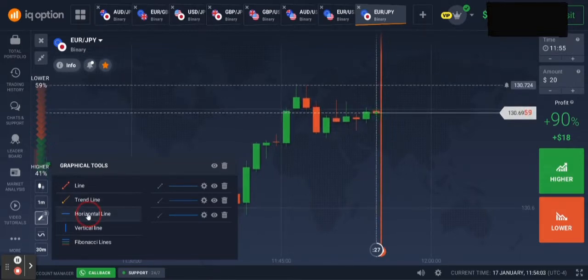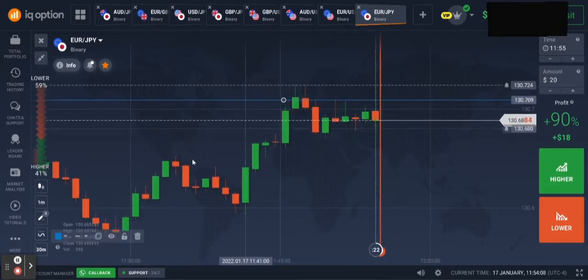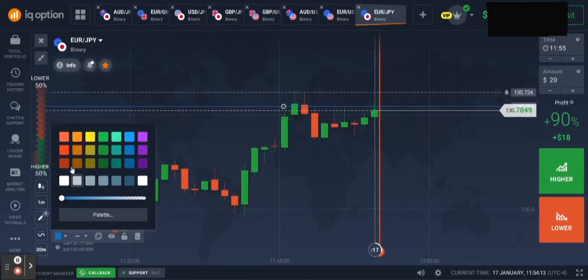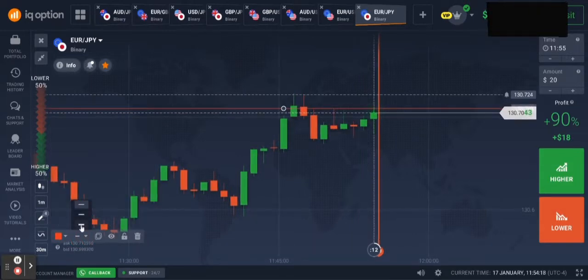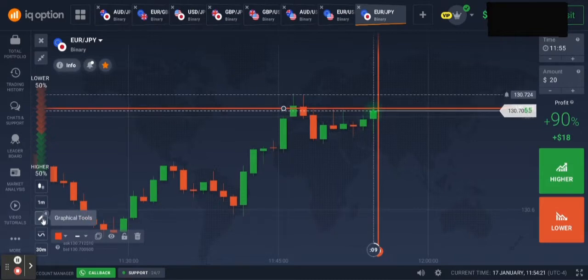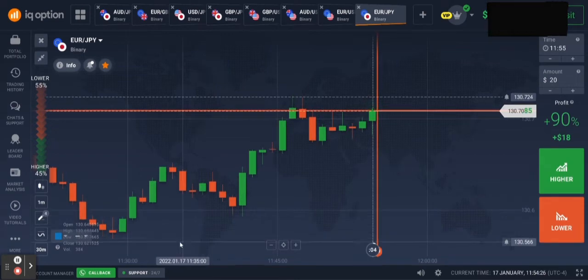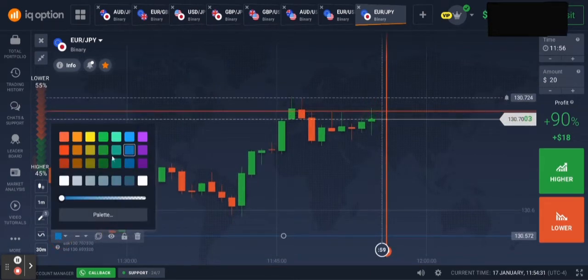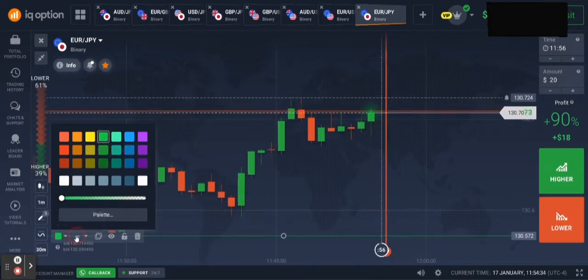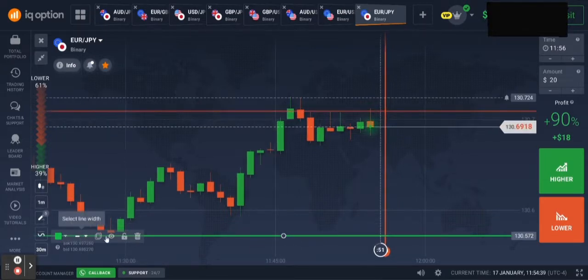If I were to click on the horizontal line, I can put one line there. I can even change the color. I go down here, change the color, and I can also change the thickness of the line. There you have it. I can also insert another horizontal line, which would in this case be a support line. I can put one down there and probably change this to green. It's based on your preference.